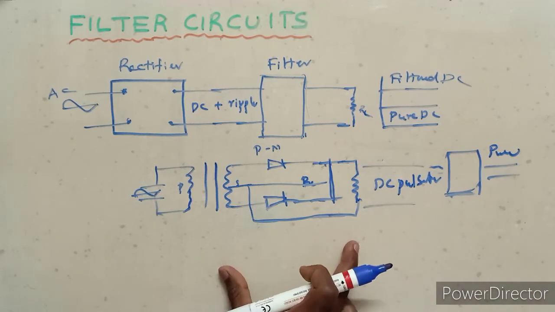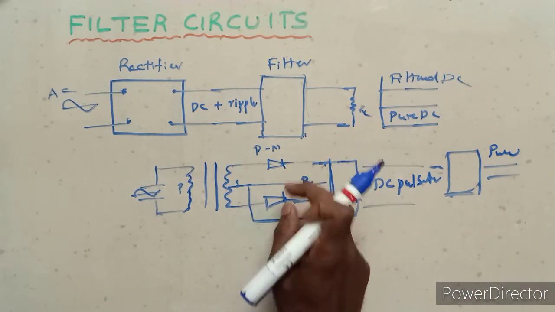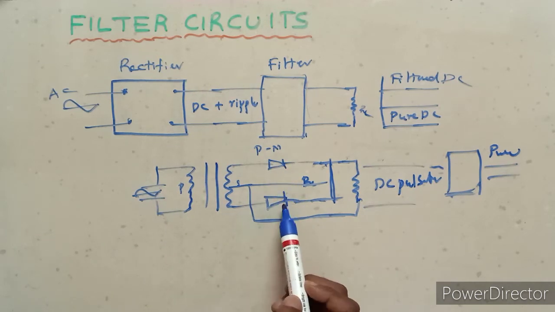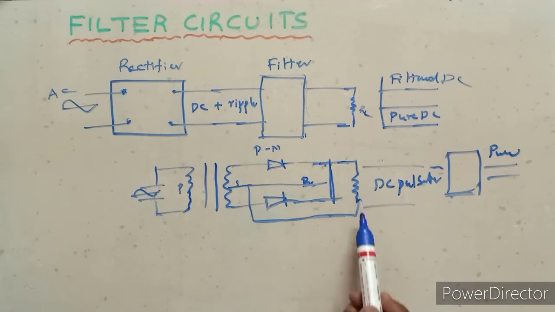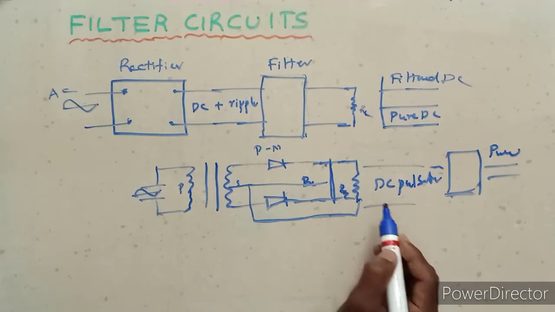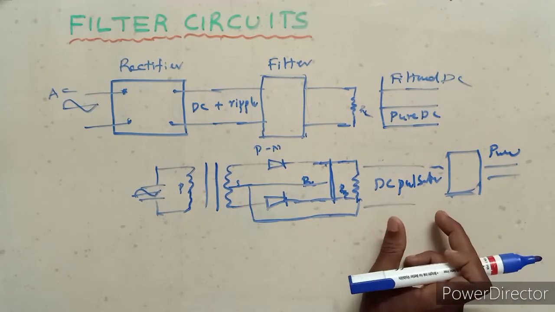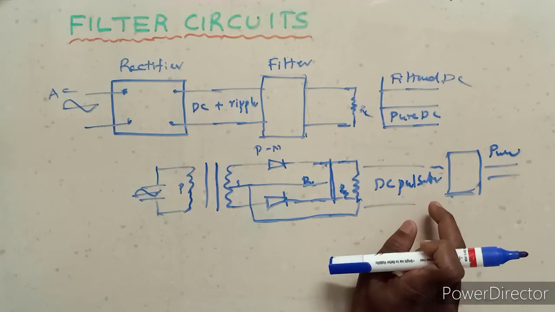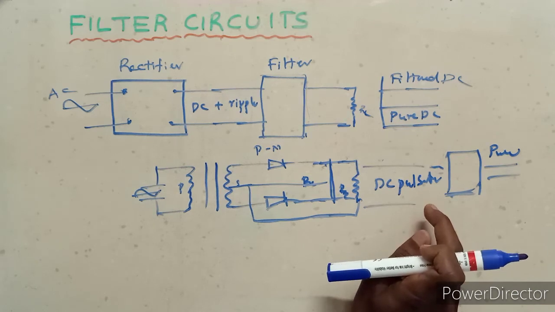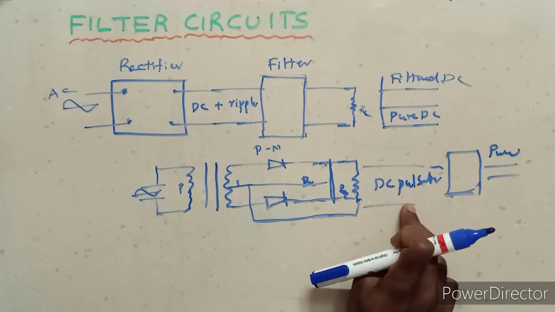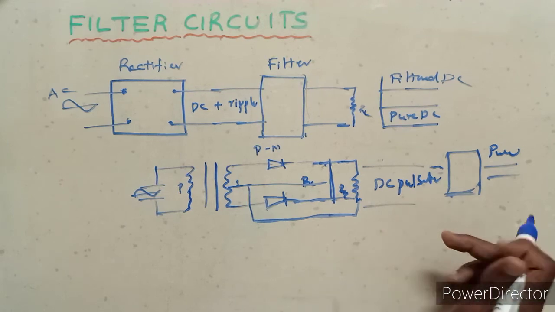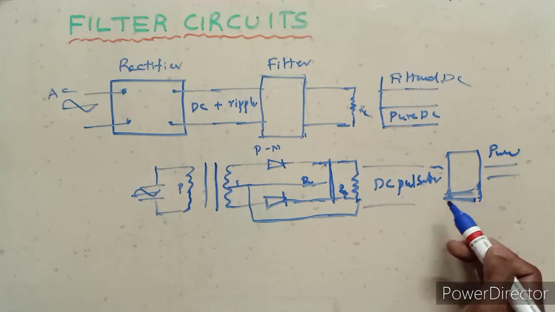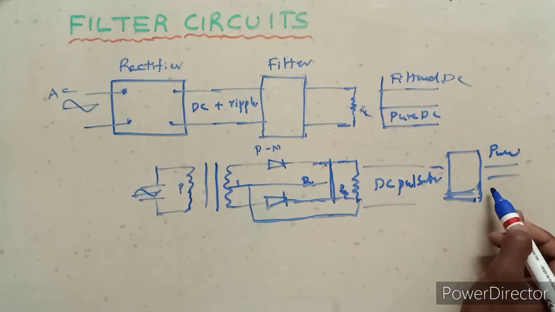So this is the full wave rectifier. There are two diodes. Same as before, the primary is connected to AC, and the secondary is connected to two PN junction diodes. These are connected to the load resistance. Then we get the DC voltage. That DC voltage is pulsating DC, and it has AC components and ripples. So then we have to filter. This is the filter. We have to filter the pulsating DC. So we get pure DC.